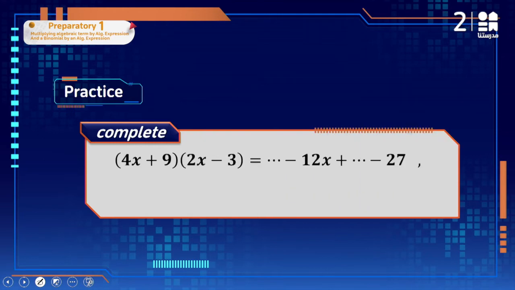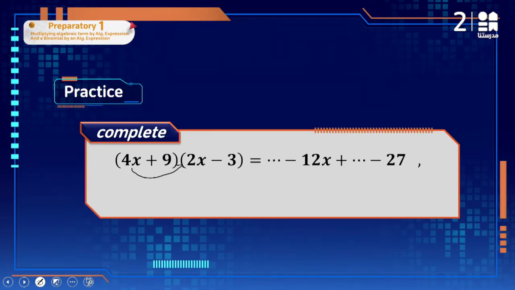Another one. Here we need to complete the missing terms. Okay. 4x plus 9 times 2x minus 3 equals blank, minus 12x, plus a blank or missing term, minus 27. So we are going to do it like that.